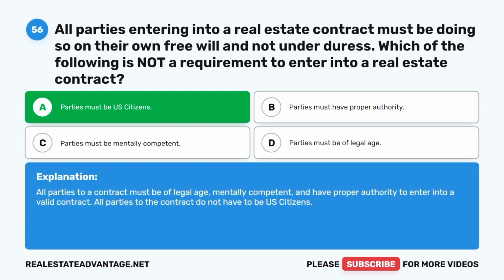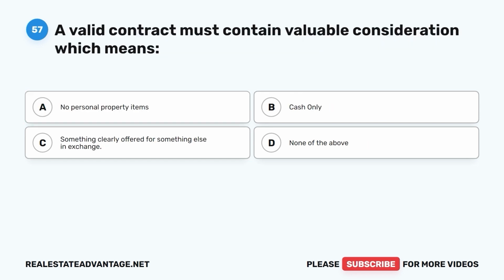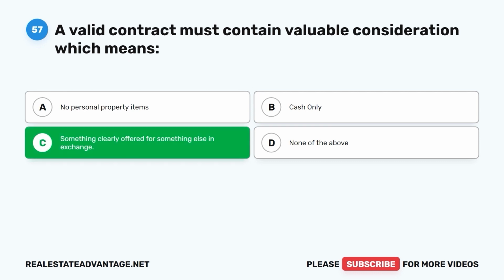All parties to a contract must be of legal age, mentally competent, and have proper authority to enter into a valid contract. All parties to the contract do not have to be U.S. citizens. Question 57. A valid contract must contain valuable consideration, which means A. No personal property items, B. Cash only, C. Something clearly offered for something else in exchange, D. None of the above. The correct answer is C. Something clearly offered for something else in exchange.